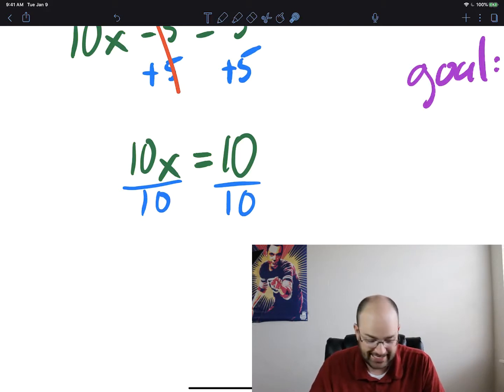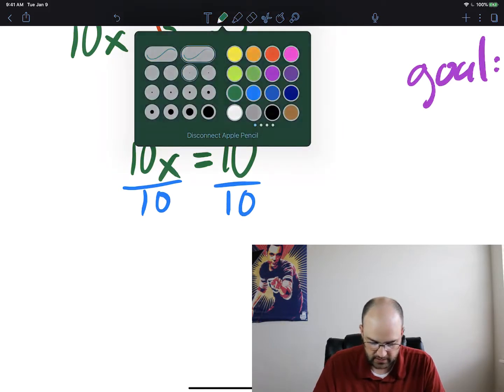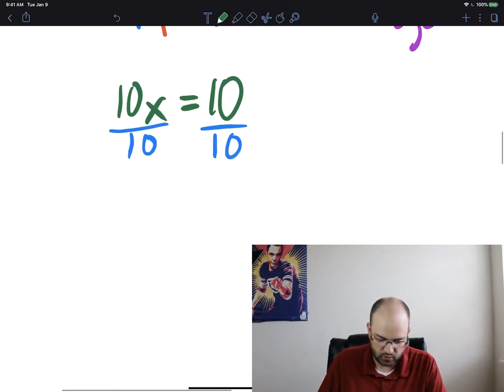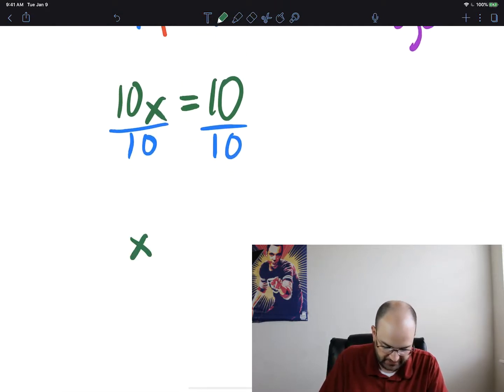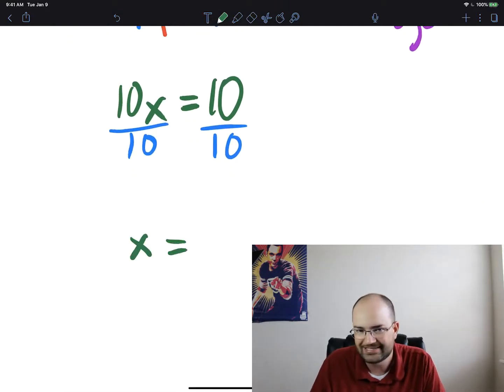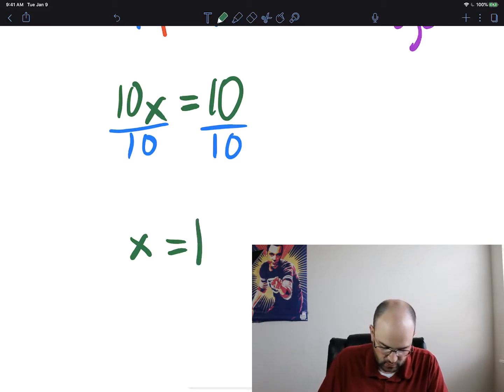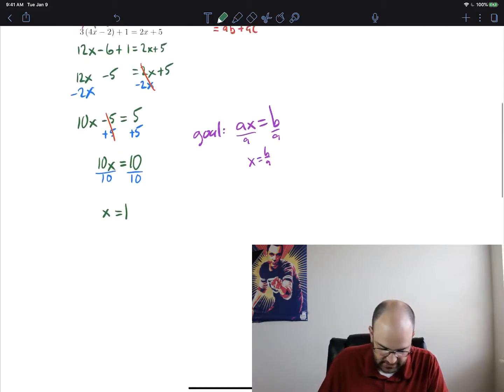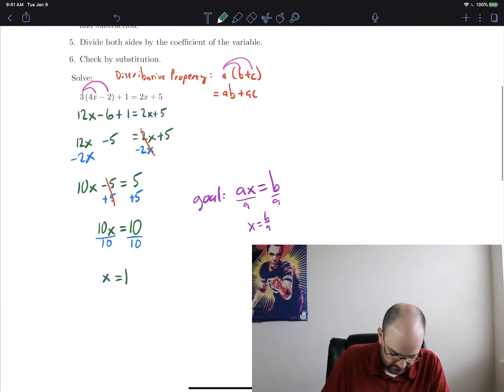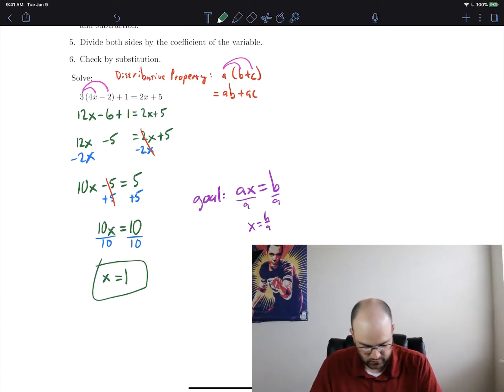Now the reason that it's 10 is because that's the number that's here. It doesn't matter what number is here. It only matters what number is here. And so we're dividing by 10 on both sides there. And as a result, 10 divided by 10 is just 1. So we're just left with x on the left-hand side. And on the right-hand side, 10 divided by 10 is 1. And so that means that x equals 1 is the solution to this equation.